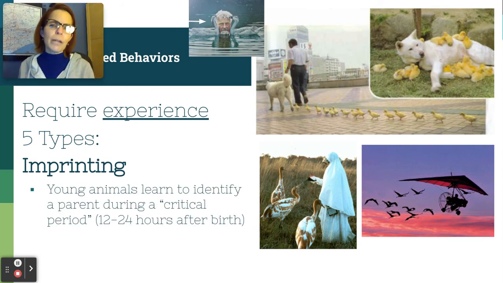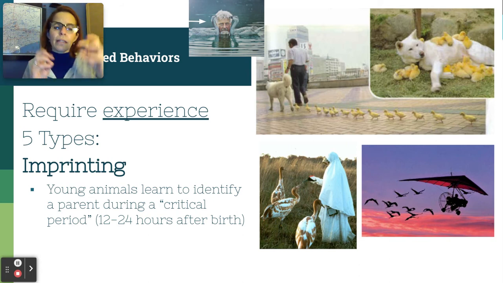Imprinting, and you see this especially in birds, but it's in other organisms as well. Young animals learn to identify a parent during a critical period. For the birds, it's usually 12 to 24 hours after birth. You can see an awesome example with the dog and the chicks here. When the chicks hatch, if the dog is present in that critical period between 12 and 24 hours, they're going to identify the dog as mom instead of their real mom. And then they're genetically programmed to follow whoever mom is.